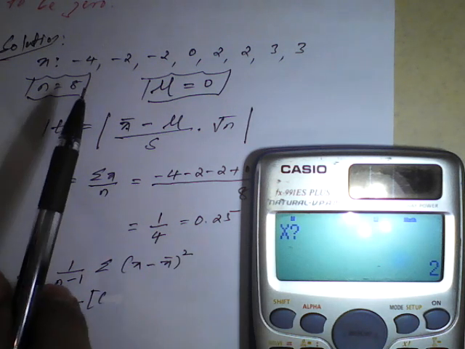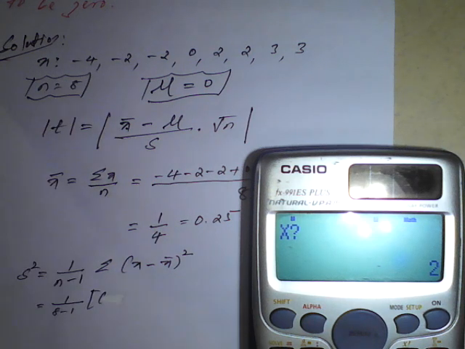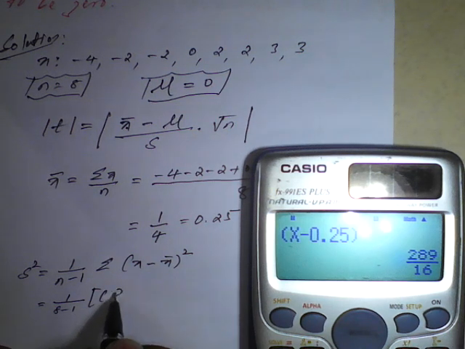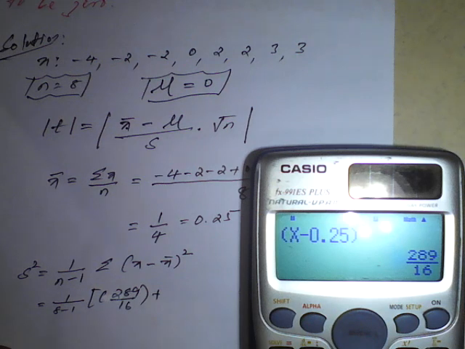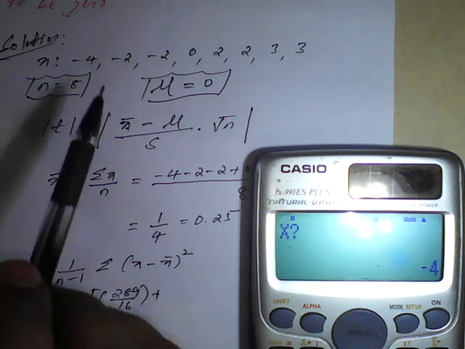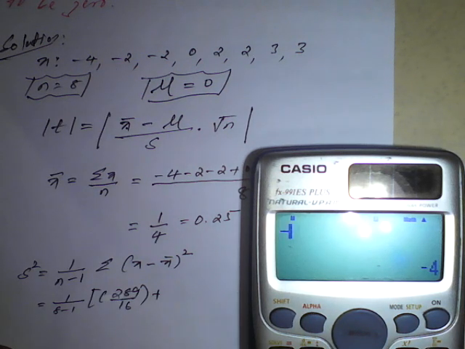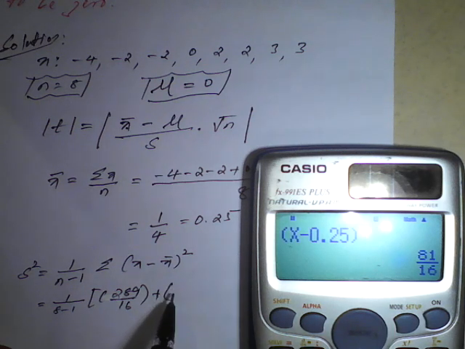So you just put the values of x. First value of x is -4. X is -4. What answer you will get? So that value you write it here. Or else a fraction, whatever you got, you write that much. That is 289 upon 16 plus calc option. Next, the second value is -2. X value is -2. So it will be 81 upon 16.